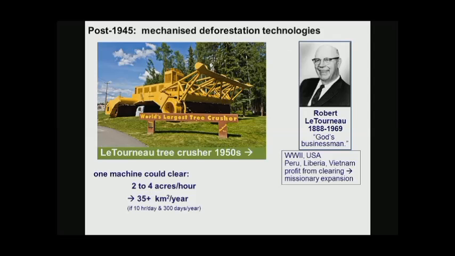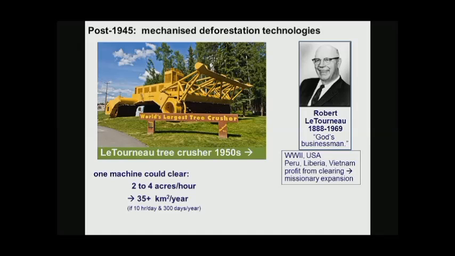Moving into the mid-1900s, we had emerging technology post-World War II. The Laterno tree crusher, capable of clearing 35 plus square kilometres a year. Laterno, a very interesting guy known as God's businessman. He made money from doing this in various countries that he used on his missionary endeavours.